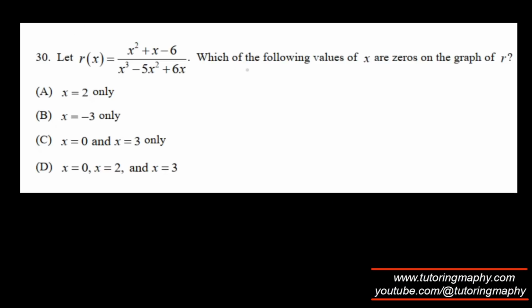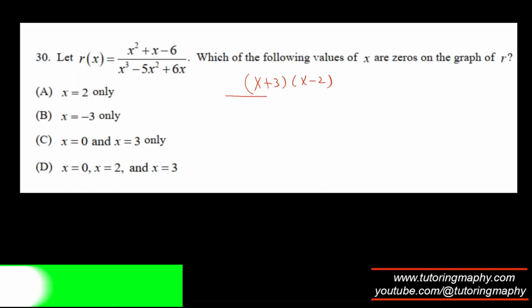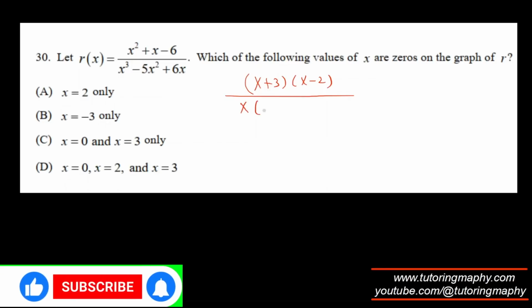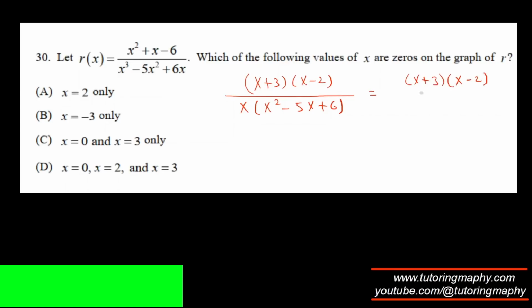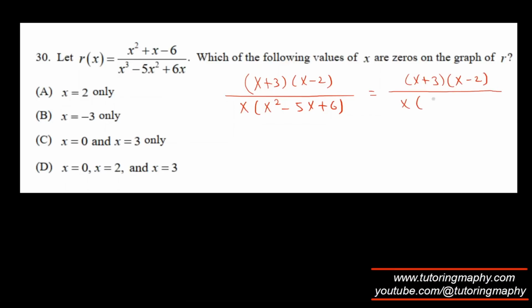Right, which of the following values of x are zeros of the graph? So first we need to factorize this. I think this is easy to factor. It's going to look like x plus 3 times x minus 2 over x taken as a common factor. I'm left with x squared minus 5x plus 6. So that's going to look like x plus 3, x minus 2 over x times x minus 2, x minus 3.